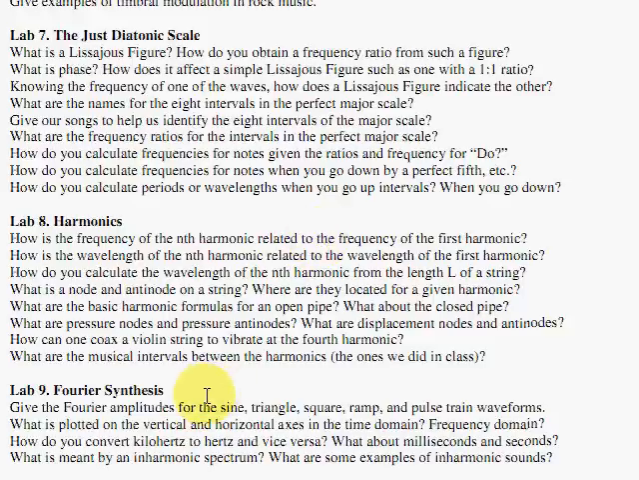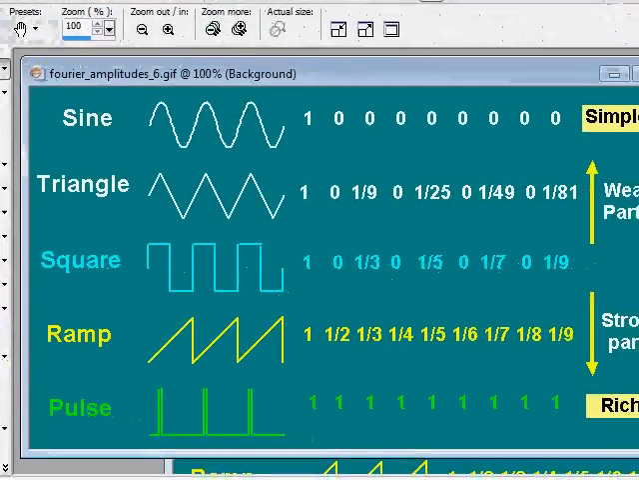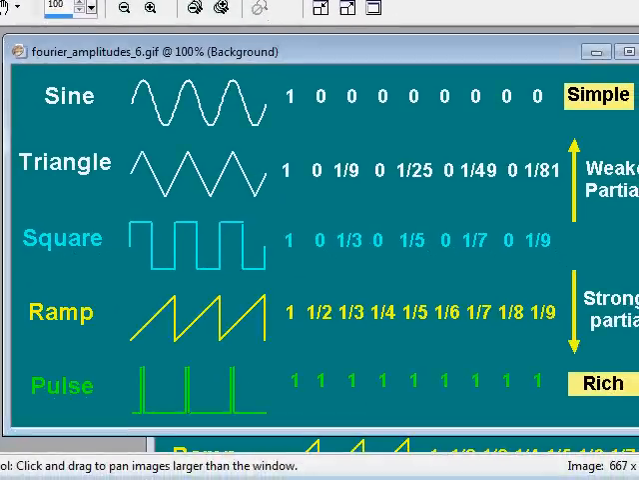Doc, the Physics of Sound and Music, Lab 9 review. Looks like only four things here, four lines. First, give the Fourier amplitudes for the sine, triangle, square, ramp, and pulse train waveforms. Now, we've looked at that in our course a few times and memorized it a few times, so let's do a refresh on our memory. Let's do that again.